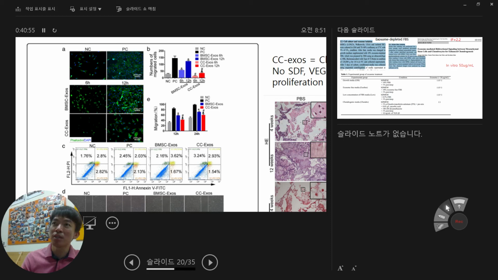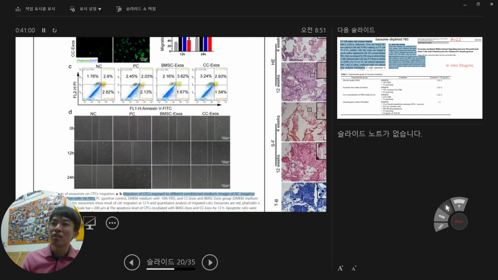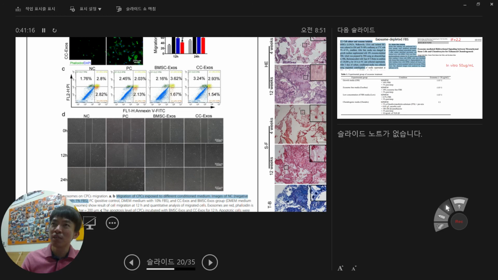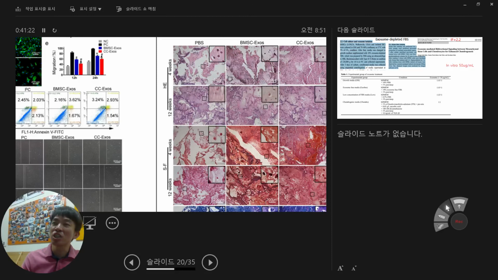And then, in terms of DNA, it is the same. Cell migration is really increased in chondrogenic, but bone marrow stem cell exosome is better than others. And then about the anti-apoptotic level, it is similar. Yeah. And then they inject this exosome by IV.